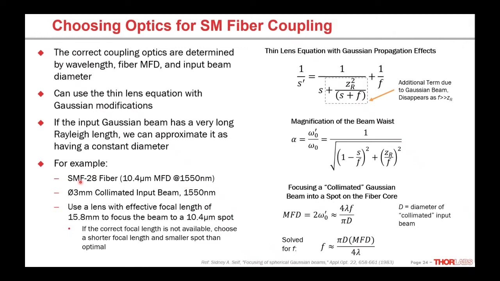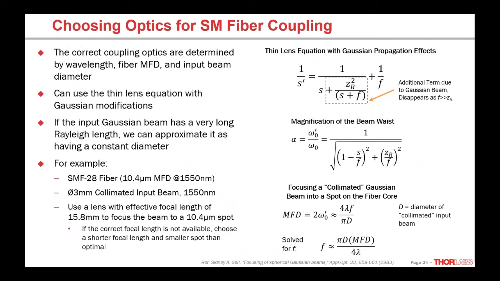We're trying to go into SMF28. We have a 3mm collimated beam at 1550. And it turns out you can use a lens with a 15.8mm focal length, and that'll get you that 10.4 micron spot. Now it's unlikely that if you look at the Thorlabs catalog, you're going to get a lens that matches exactly that focal length. So typically the guidance is if you can't get it exact, go with a slightly shorter focal length lens. That's going to give a slightly smaller spot.